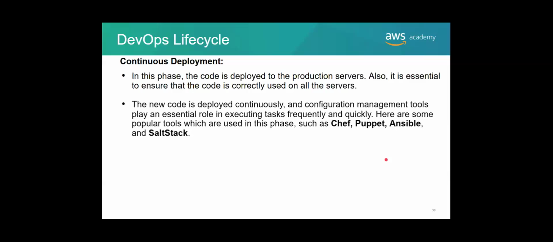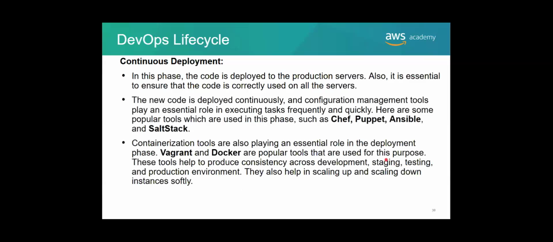Now here which one is playing the essential role? Your configuration manager, because we have to configure and keep it ready. Okay, testing phase is over, next one production phase I have to go. For that I have to configure and keep it ready. Containerization tools are mainly playing an essential role in the deployment phase. You can see this containerization, we have Vagrant and Docker as the popular tools.